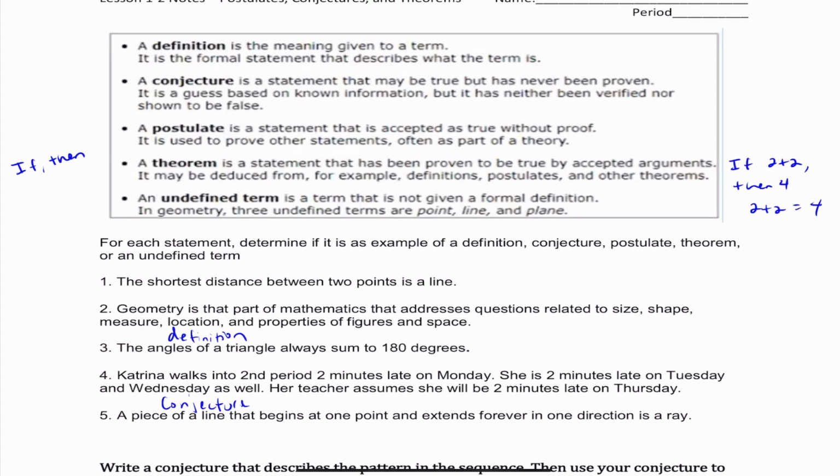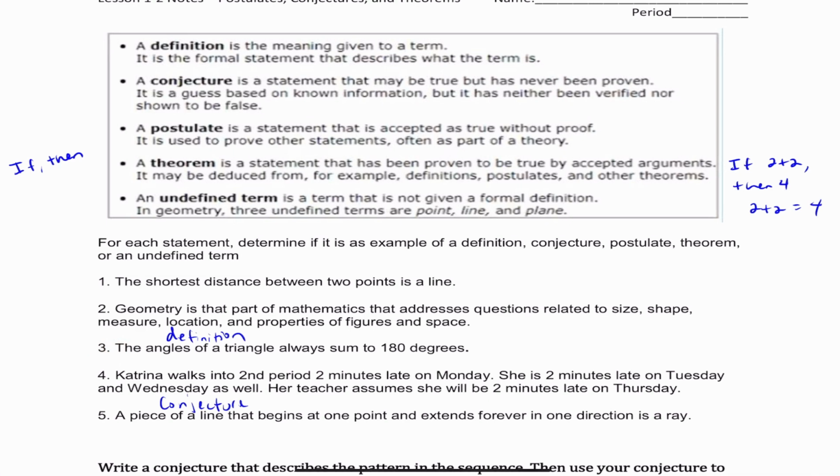Let's take a look at number 3. This is going to be a theorem because it is in the form if and then if I write it like this. The angles of a triangle always sum to 180 degrees. This is what a triangle looks like. It has 3 angles, so I'm going to say measure angle 1 plus measure angle 2 plus measure angle 3 is equal to 180. The stuff before the equal sign is my if, and the stuff right after the equal sign is my then. Okay, so this is going to be a theorem.